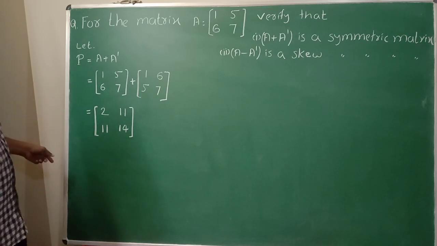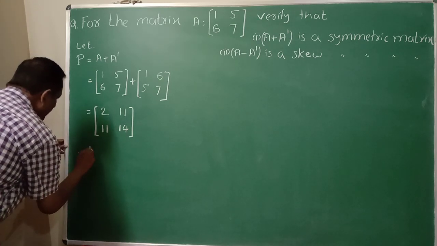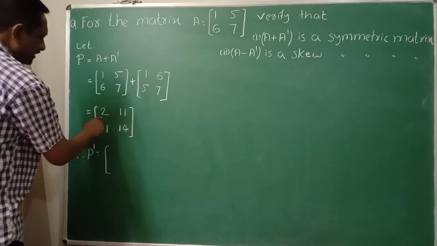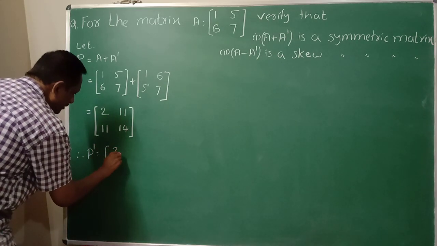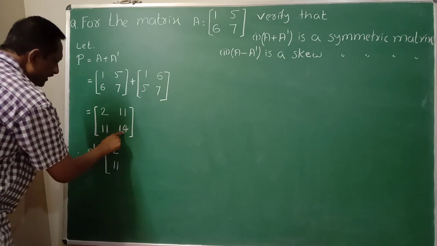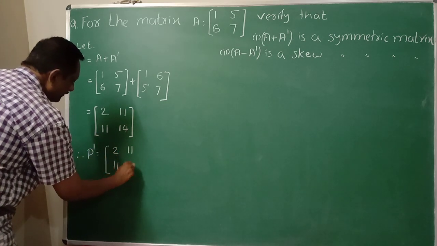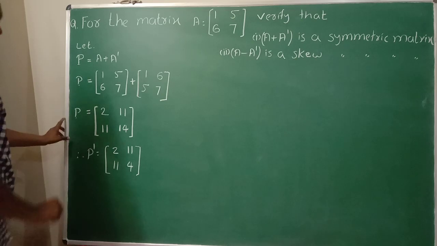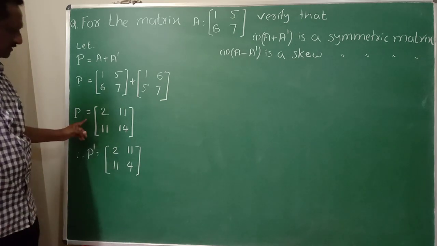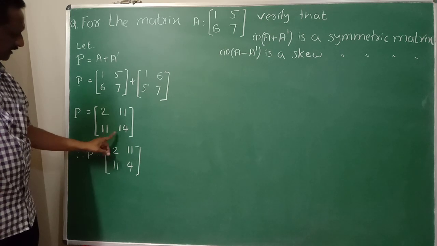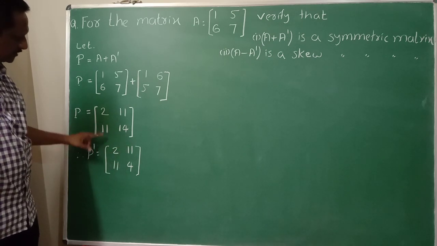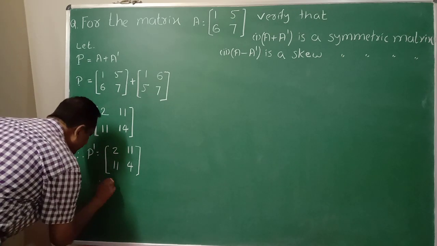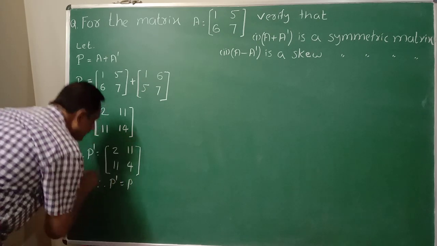Now write its transpose. P dash is the transpose, so 2 11 written in the column, and 11 14 written in the column. Here this is matrix P, and here is P dash, the transpose of this one. Just observe, both are the same, so you can write P dash is equal to P.